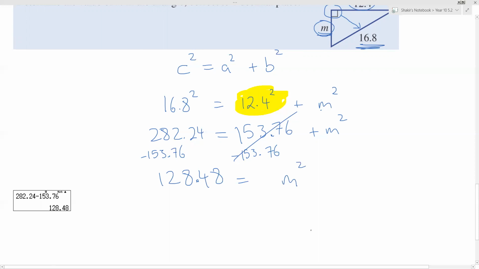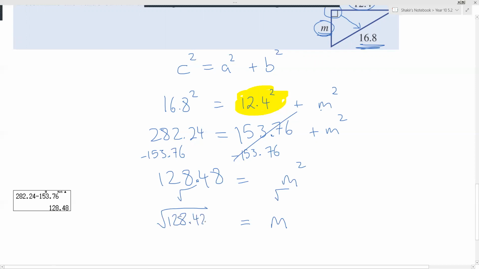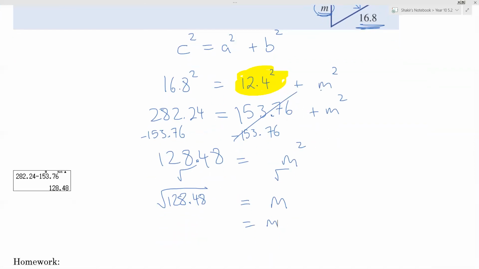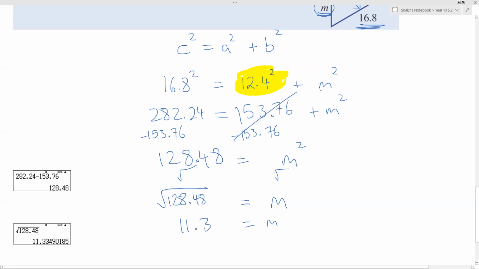Then as before, you want M, you don't want M squared. So to undo the squared, you square root both sides. On the right hand side, you'll have M is equal to, on the left hand side, you'll have the square root of 128.48. Does it say to 1 decimal place? It does say to 1 decimal place. So I'll put 128.48 in my calculator, and my answer is going to be 11.3, roughly.